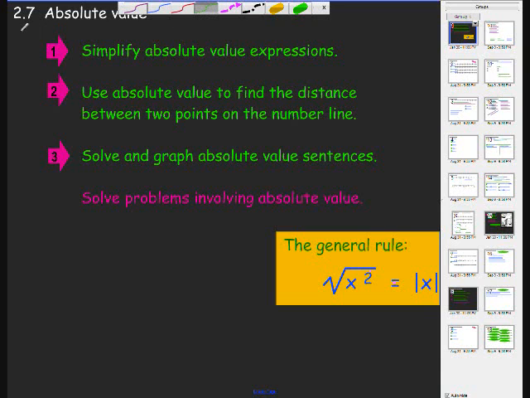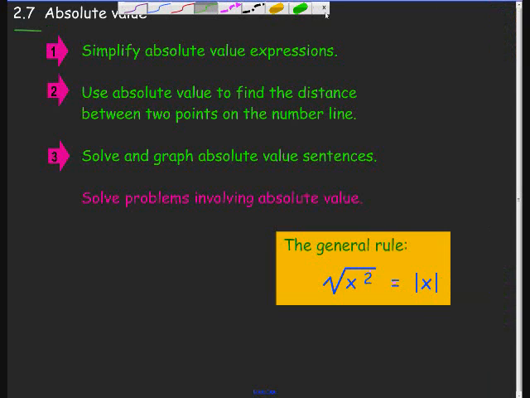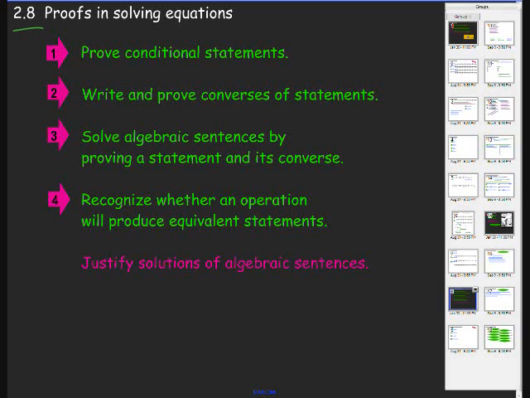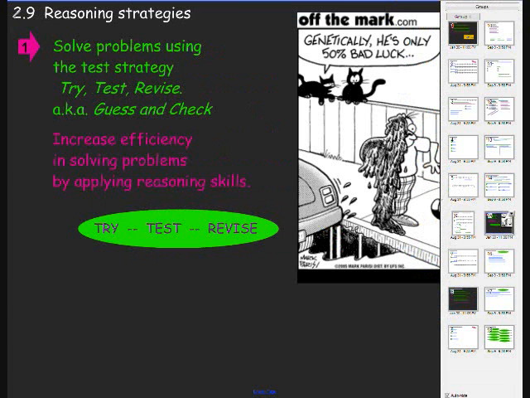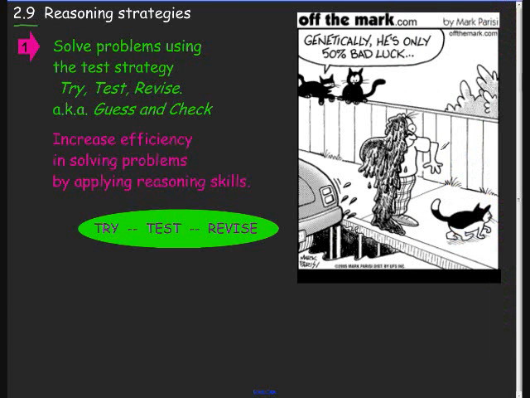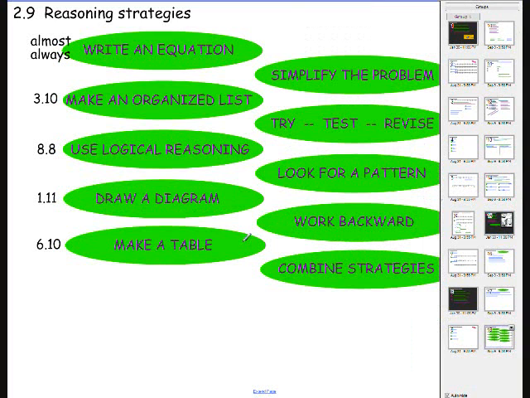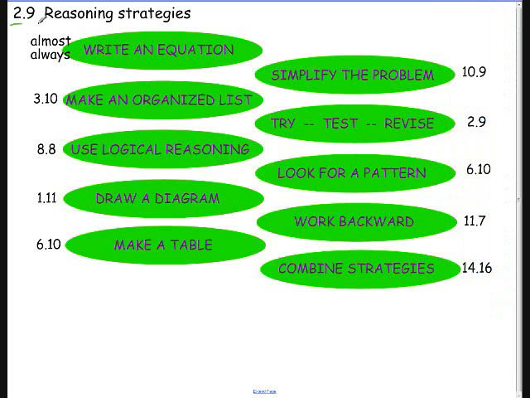We'll do the absolute value, and then we'll move on to using proofs in solving equations. Then we'll move on to reasoning strategies, and we've looked at a number of these already. Here are the ones that we are going to be using this year. Almost always, because of course we're doing algebra, almost always we'll be writing an equation.